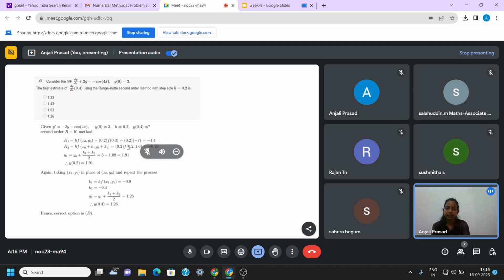And once you find f of 0.2 comma 1.6, substitute here at the place of x 0.2 and at the place of y substitute 1.6. So you'll get minus 0.78. See, are you getting the values of k1 and k2? Okay.